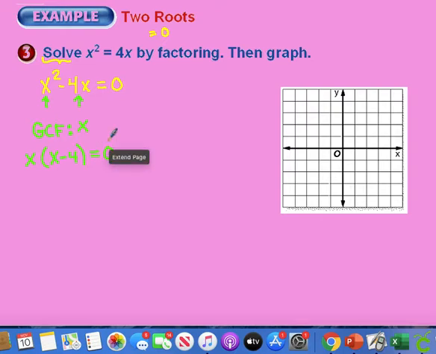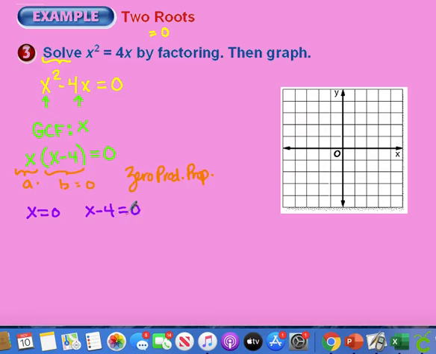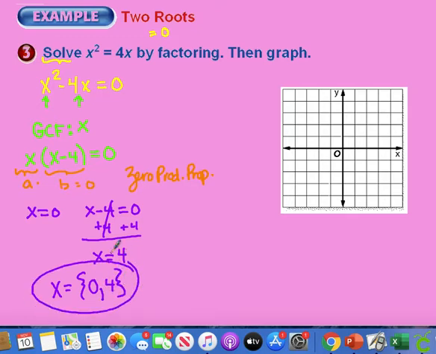So I am going to look at both pieces and reevaluate and see, will anything factor again? If not, then I set up two pieces that are set equal to 0. I'm going to rely on the zero product property, which says that I can set both equal to 0 and solve. So when I add 4 to both sides, I get 0 and a positive 4 as my solutions, or the zeros of the function.